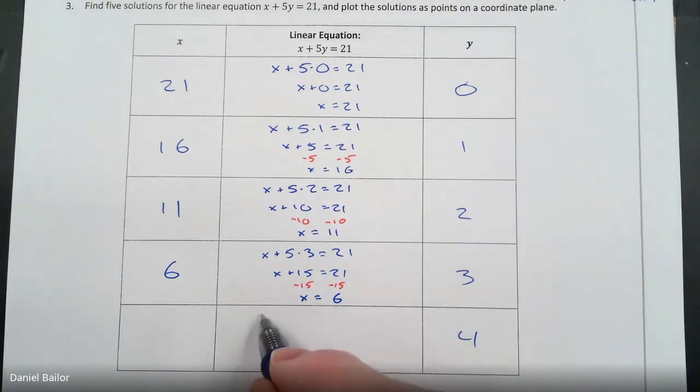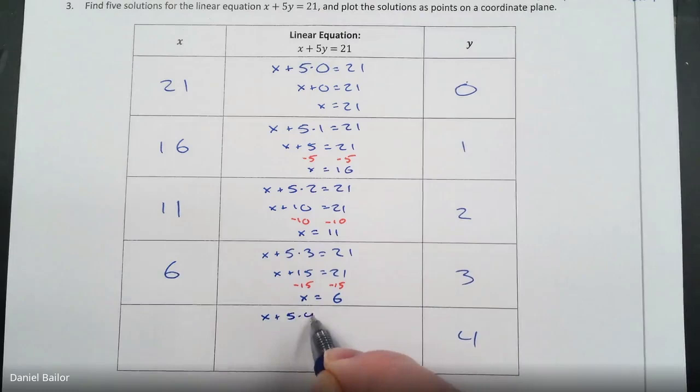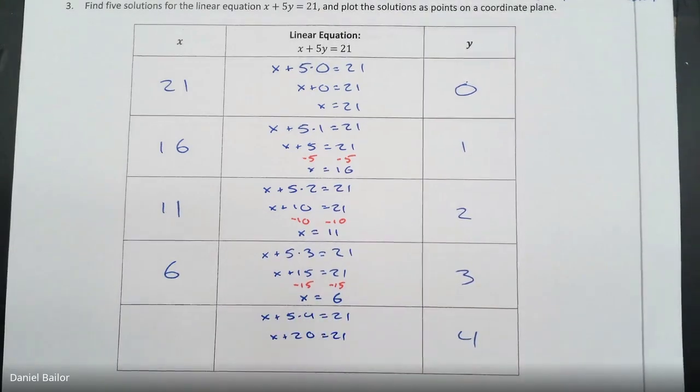Last one, y is 4. x plus 5 times 4 equals 21. That turns into x plus 20 equals 21. Do minus 20 on both sides for the subtraction property of equality. We find out that x equals 1. That's our table. Now, just for fun, I'm going to pick a different color.